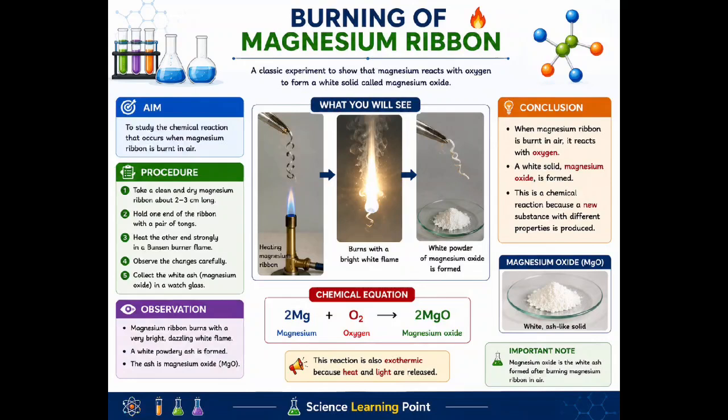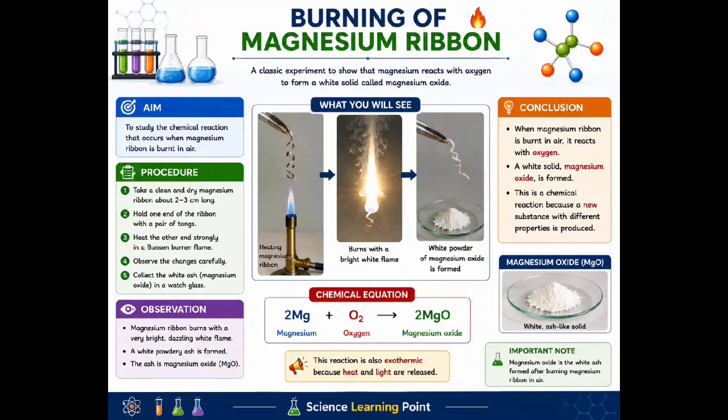Let's understand what happened. Magnesium combined with oxygen from the air. A new substance called magnesium oxide was formed. This means a chemical reaction occurred. So our observations are: bright white flame, heat release, white ash formed, new substances produced.